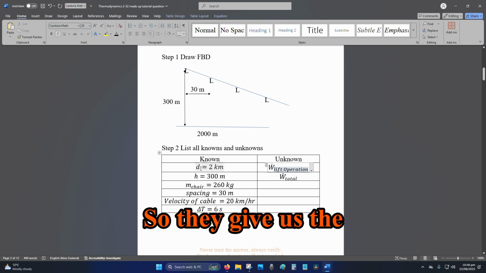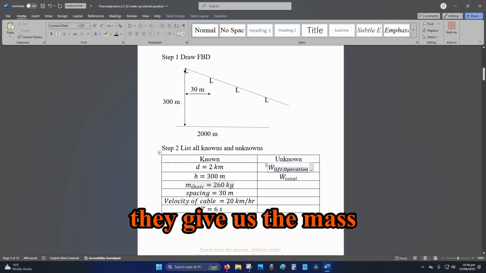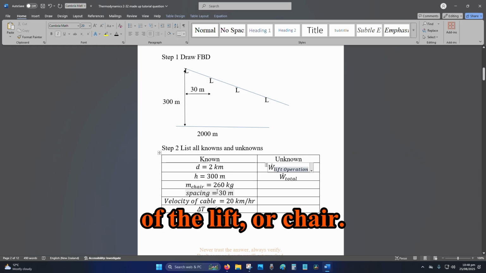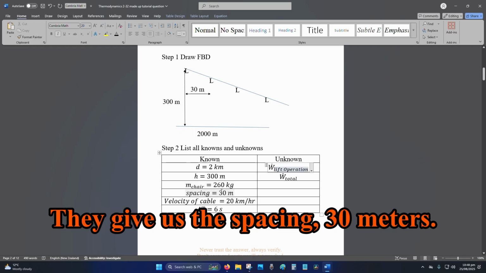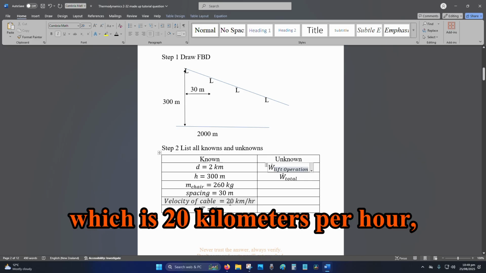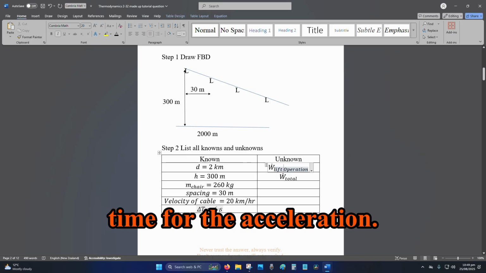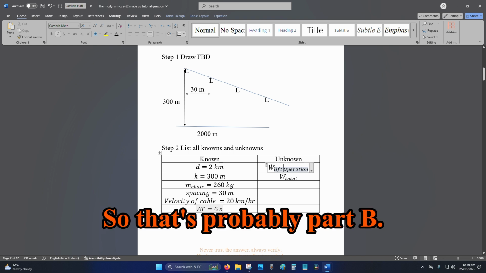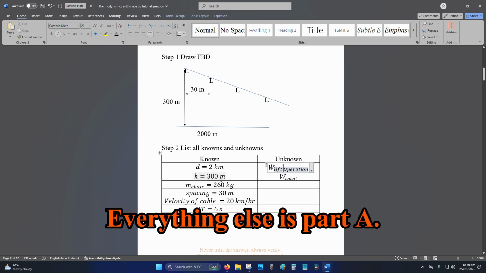So they give us the distance, they give us the height, they give us the mass of the lift chair, they give us the spacing, 30 meters, they give us the velocity of the cable, which is 20 kilometers per hour, and the total change in time for the acceleration. So that's probably part B. Everything else is part A.